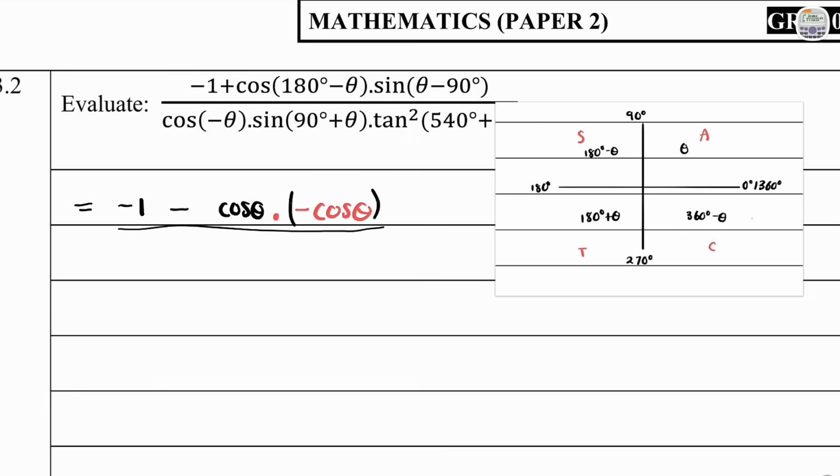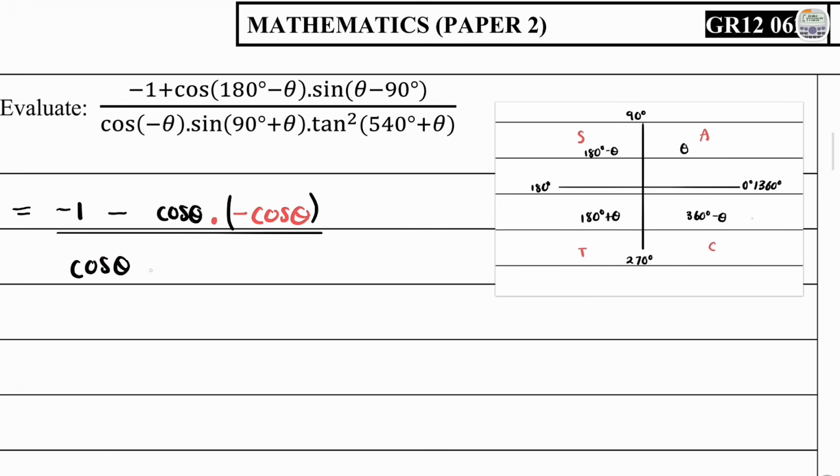And then this goes all over, and now we have cos of negative theta. When the angle is negative, you can just add 360 degrees to this. If you add 360, it becomes cos of 360 degrees minus theta. And you see that if you reduce that, that actually is in cos's quadrant. So that will simply simplify to positive cos theta. And then we are multiplying by sine of 90 degrees plus theta, which simplifies to cos theta using cofunctions, and then multiply by tan squared 540 degrees.